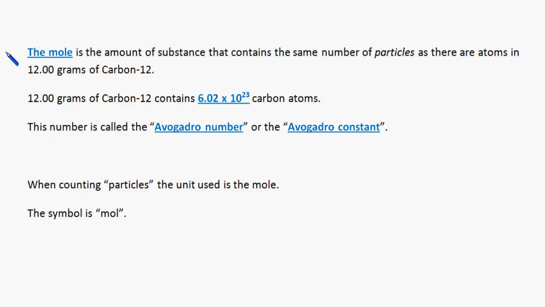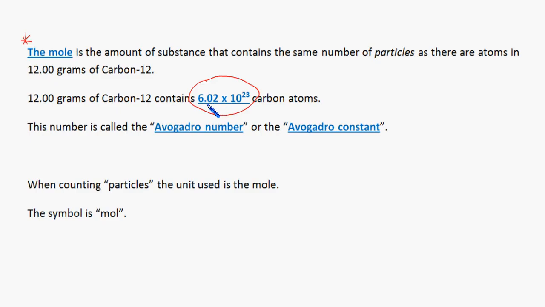We now come to the definition of the mole, which you need to be able to recall. The mole is the amount of substance that contains the same number of particles as there are atoms in 12 grams of carbon-12. Now 12 grams of carbon-12 contains 6.02 by 10 to the power 23 carbon atoms. You need to familiarize yourself with this number. This number is called the Avogadro number or the Avogadro constant.